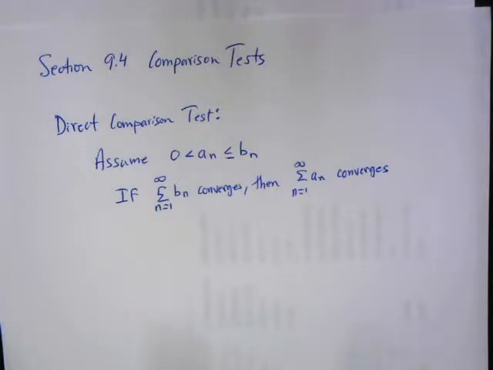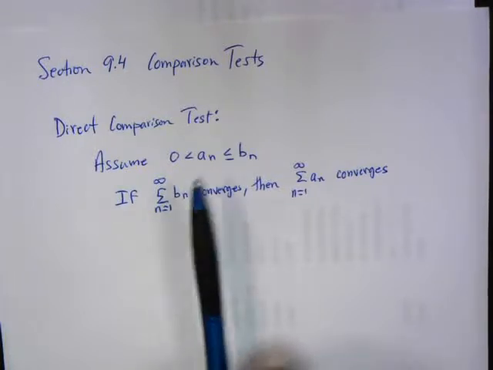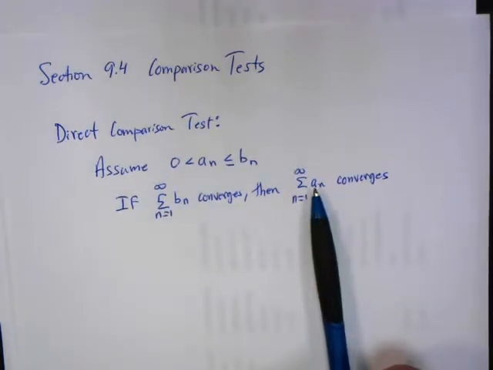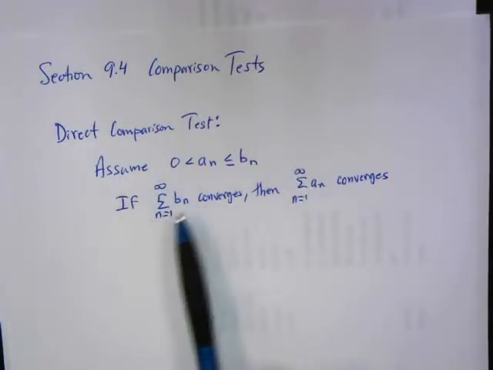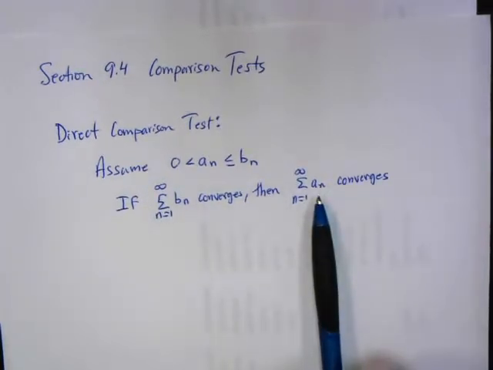Exactly. What this is saying is, you add up all the b sub n's, you get some number. You're not getting infinity. And the a n's are smaller than the b n's. So if you're adding smaller numbers, you're going to get a smaller answer, aren't you? You're not going to get infinity. So when this one converges, when this one is not infinity, since this one is even smaller, that one can't be infinity either. It has to add up to a number.